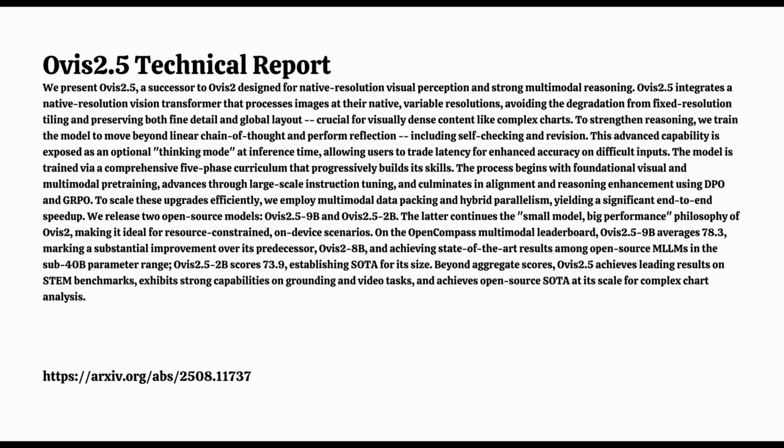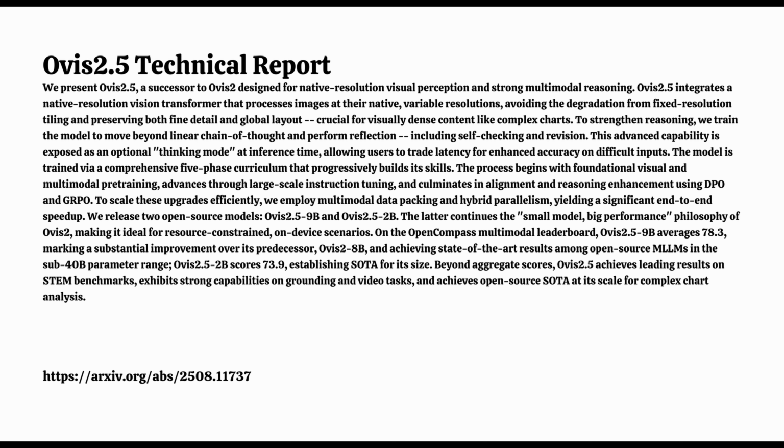Okay, let's unpack how they achieve this, starting with the vision side. How does Ovis 2.5 avoid losing detail and messing up the overall picture? What's the tech? So the core idea here is something they call native resolution perception. Okay. Instead of a standard vision transformer, a ViT, which usually takes a fixed size input, Ovis 2.5 uses a native resolution ViT. They call it NaViT.